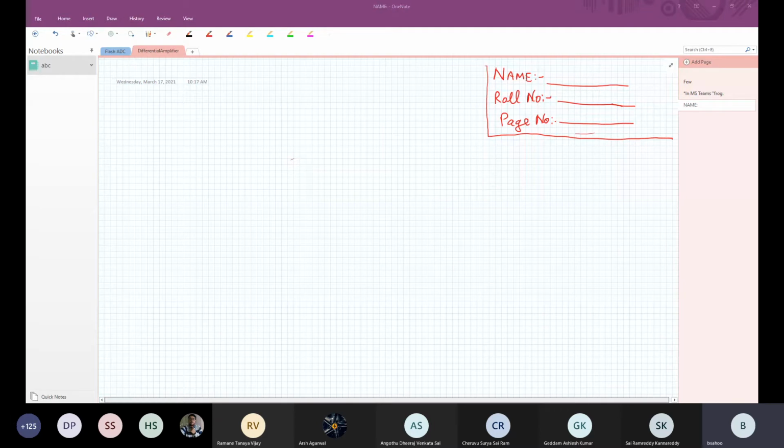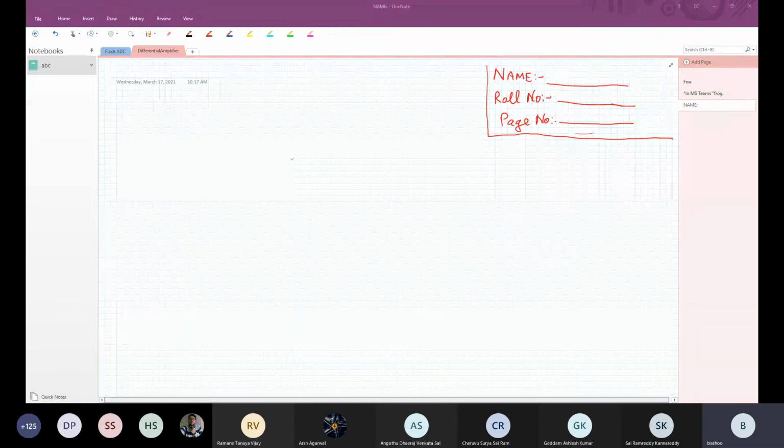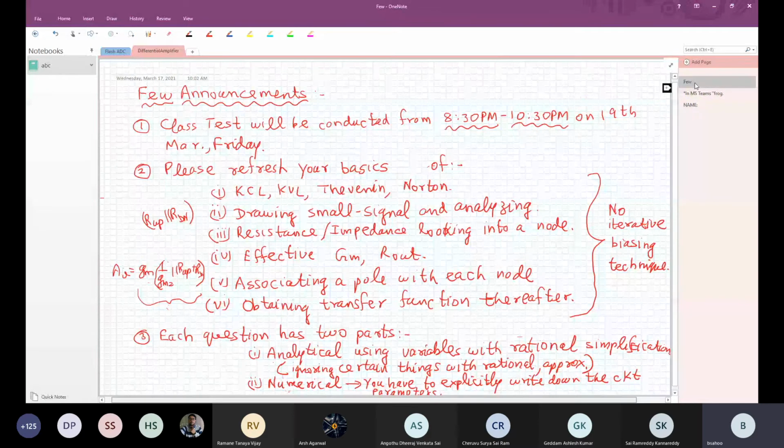Is there a way to count how many hands are raised? 68, 70, 71, 72, 77, and 79. Okay. So Sunday 9 to 11. Okay. So once again, since all of you, I would give you, see, I want you to prepare, do your stuff. Okay. So Sunday 9 to 11.